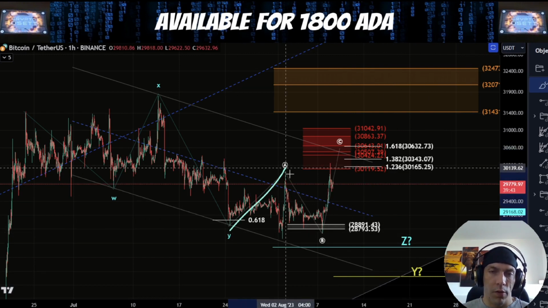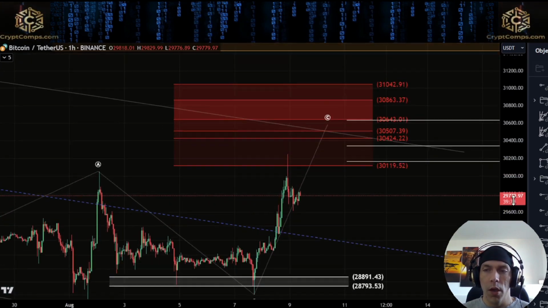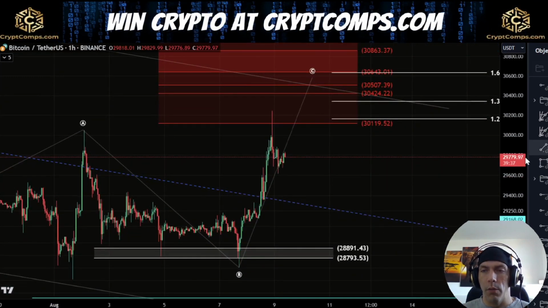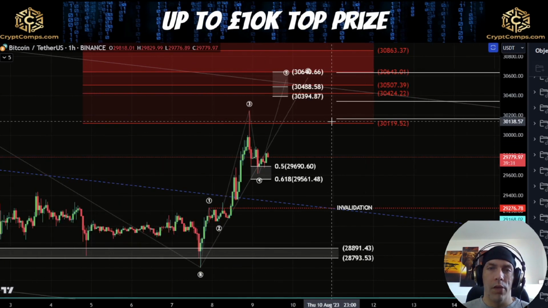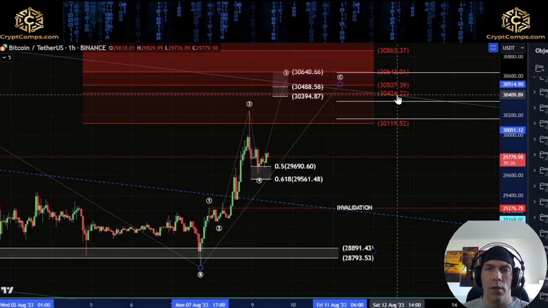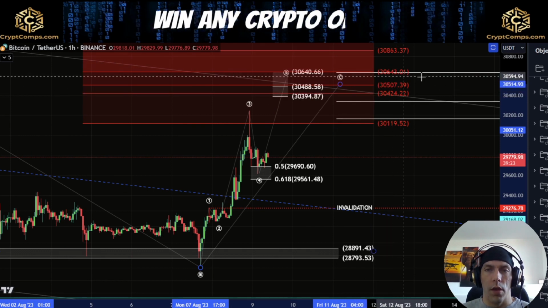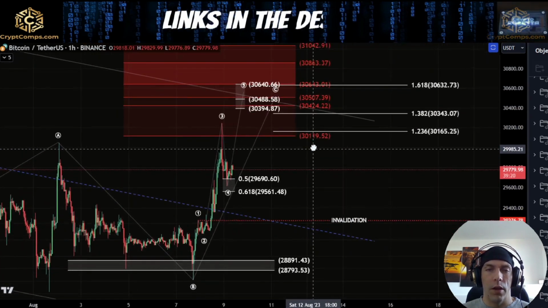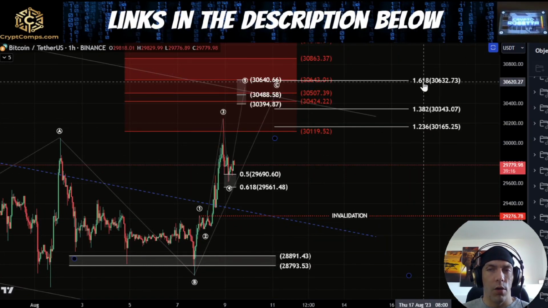Within the structure, what we're saying is that this could be A, B, and then we're looking for a 5-wave move up. So if we do see this 5-wave structure develop to the upside that we talked about earlier, if we get this as 1, 2, 3, 4, and 5, we can see that this would actually push us up here towards this zone of this 30,425 to this 30,640 area. Now if we do see something like that, this would also align with the idea of coming up to the 1618 of the A wave.